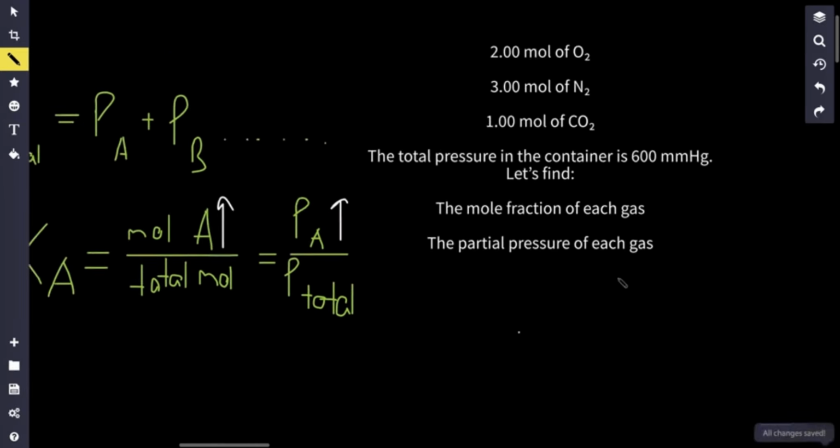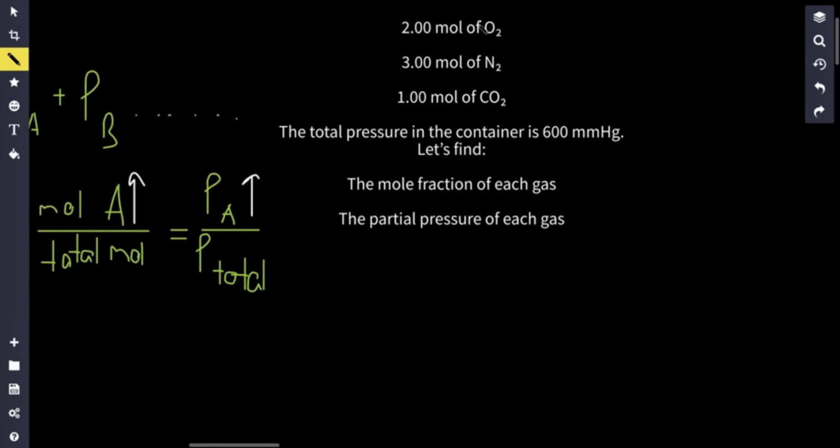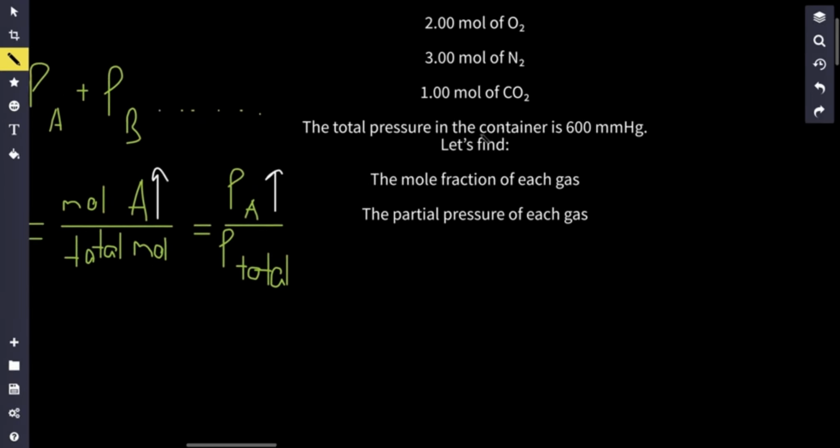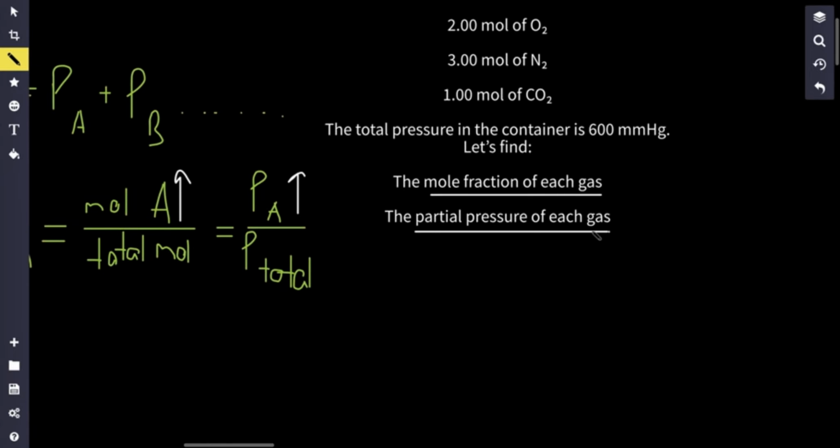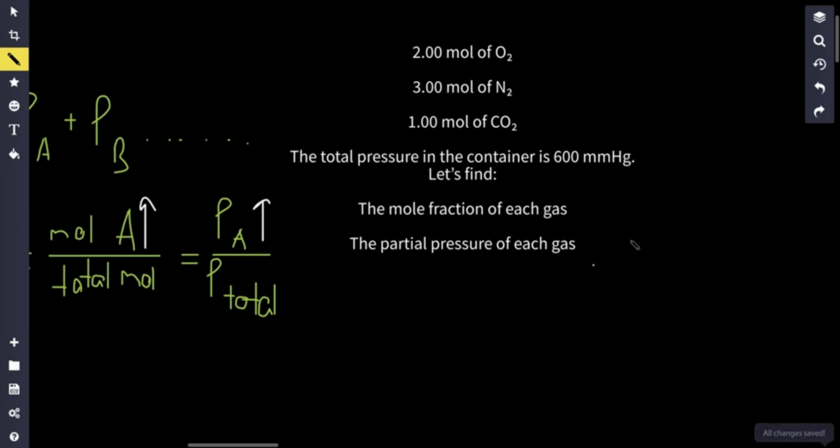Let's apply this to a practice problem. So you have 2 moles of this, and so on. The total pressure is given. Let's find the mole fraction of each gas and the partial pressure of each gas. Notice how there's 2 moles of O2, 3 moles of N2, and 1 mole of CO2. If you add all of these values up, you get that there are 6 moles of gas in total.